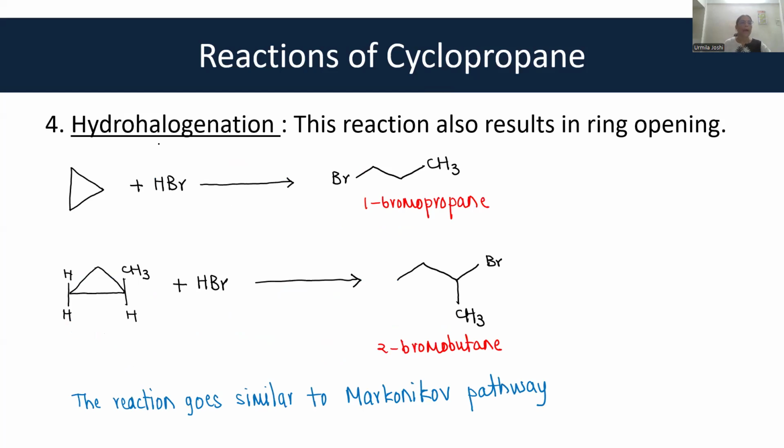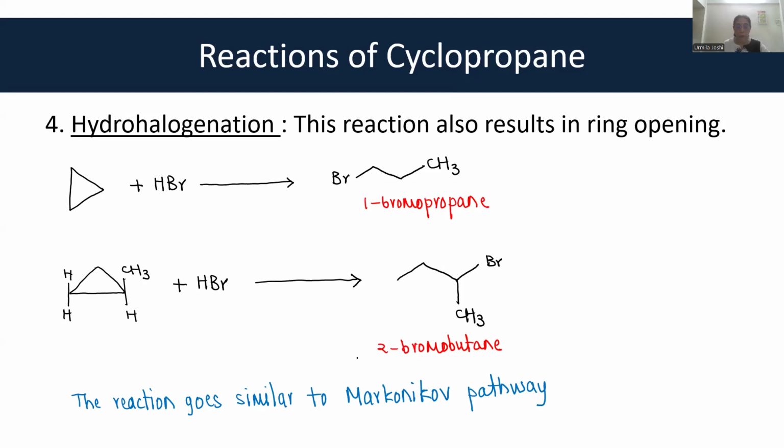Coming to hydrohalogenation, this reaction, just like bromination or chlorination in dark, also results in ring opening. So when cyclopropane is treated with HBr in dark, it gives 1-bromopropane. Now let us see what happens to the ring. See, this is methylcyclopropane. When it is treated with HBr, the Br can go to this carbon or Br can go to this carbon while opening of the ring.